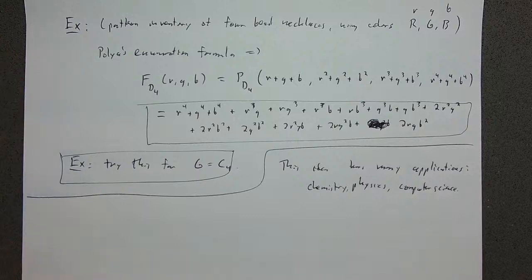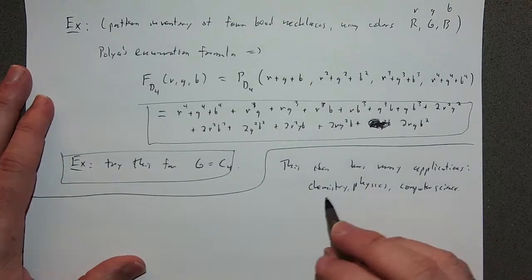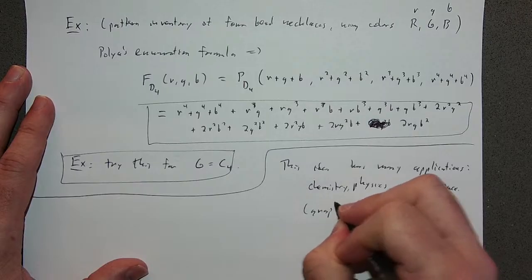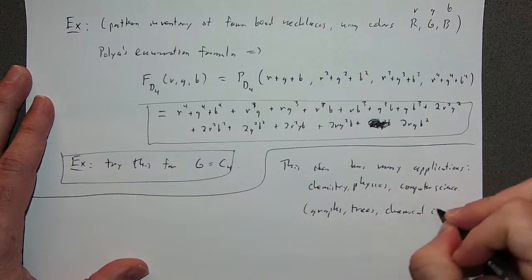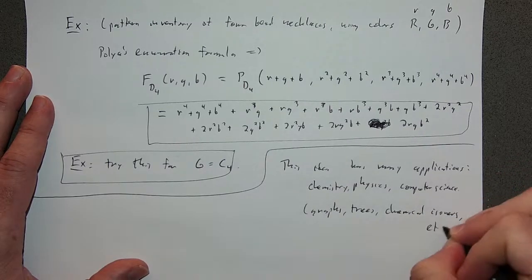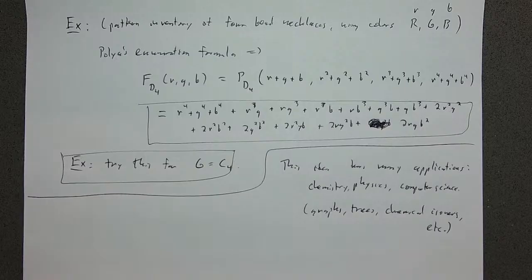In fact, in this paper where this formula was first written out, Polya's paper, the applications that the most time was spent on involved enumeration of graphs, trees, chemical isomers, various graphs, trees, chemical isomers. Enumerating various configurations wherever they arise. This has uses in this way.